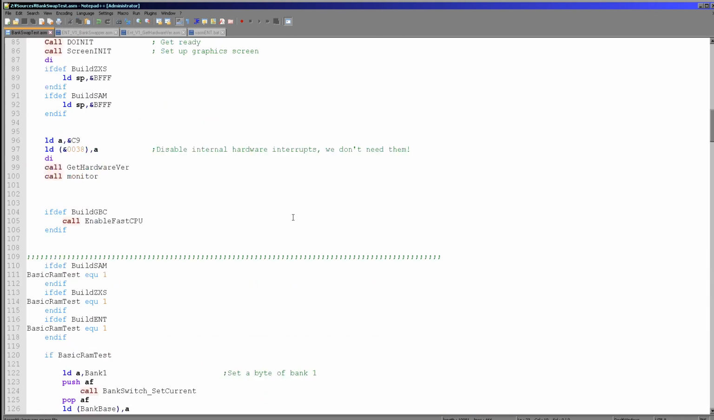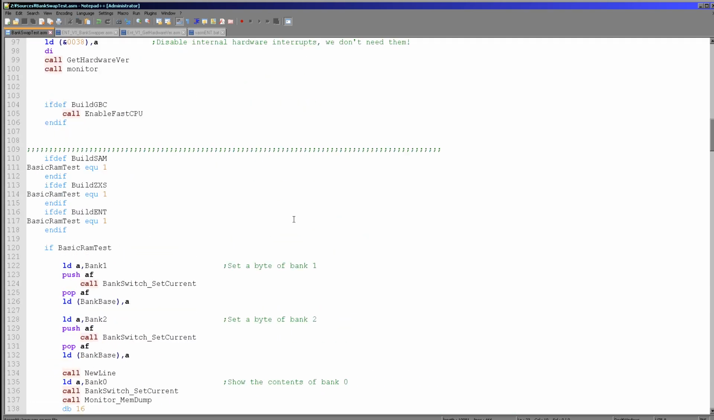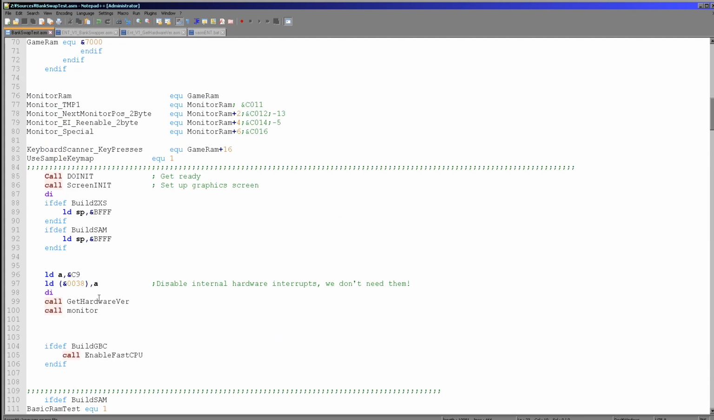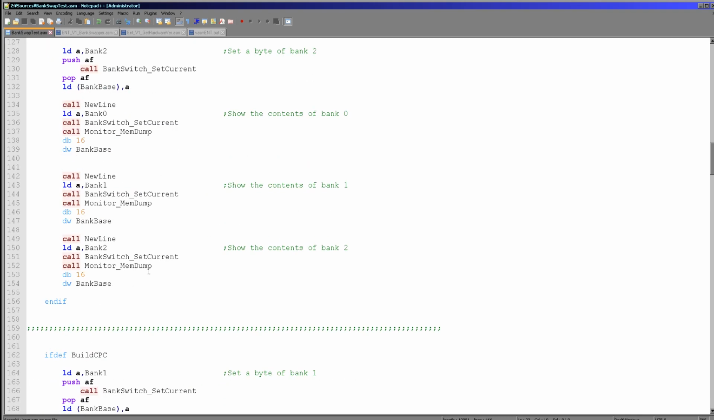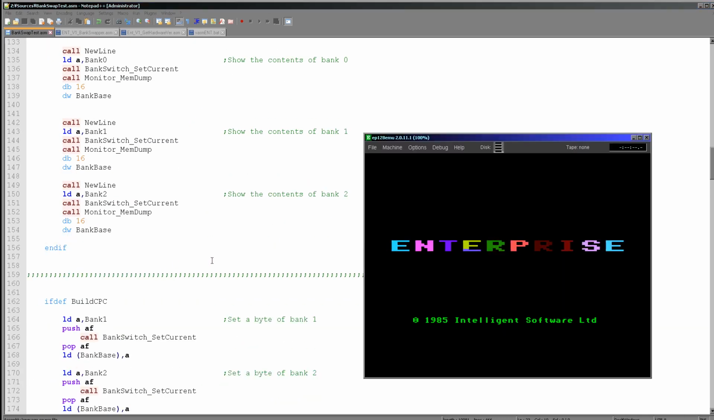So as before, we're going to be using our testing program, and we're going to be doing basically the same as last time. We're going to run the get hardware version command, which will return D as 0 on the Enterprise at all times, and E will be representing how much memory is in the system. And then we're going to try and switch in 3 of the custom banks, and we're going to write some bytes to those banks just to see what happens. So let's have a go.